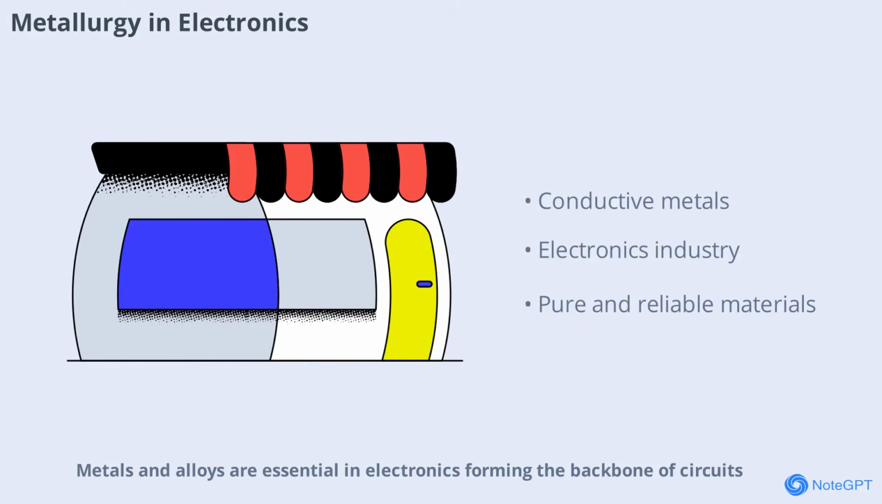Metals and alloys are essential in electronics, forming the backbone of circuits, wires, and components. Copper, aluminum, and gold are widely used for their excellent conductivity. Metallurgy ensures these metals are pure and reliable, supporting the rapid growth of the electronics industry and modern technology.